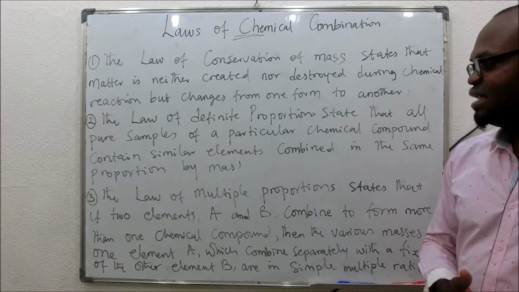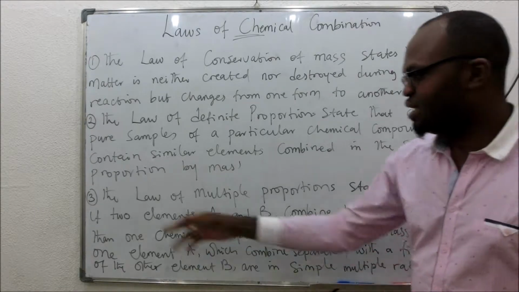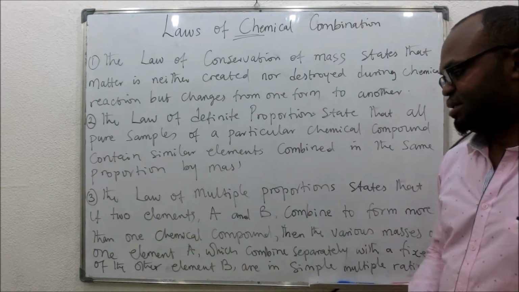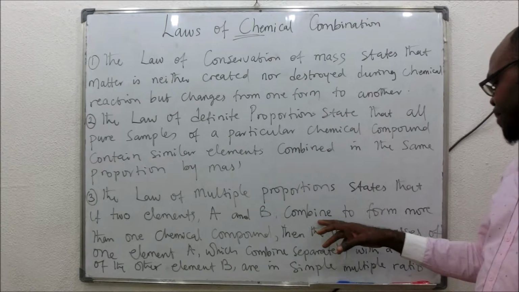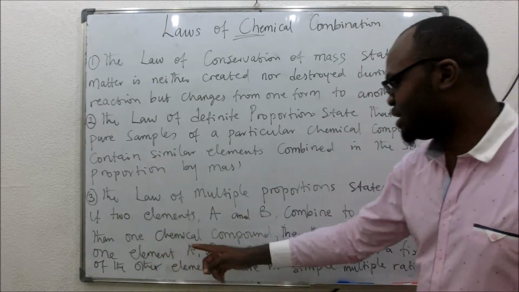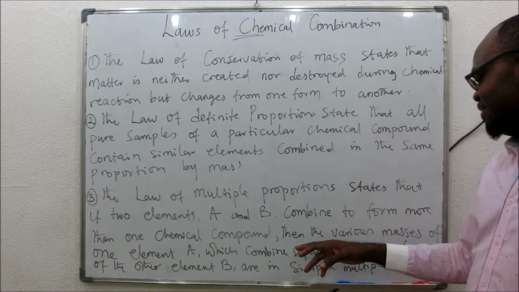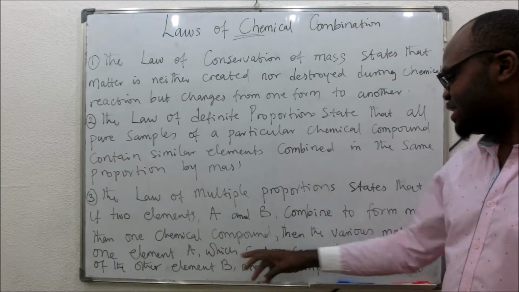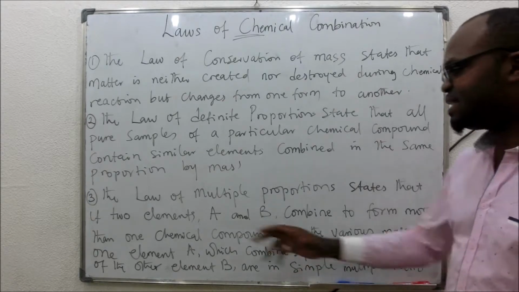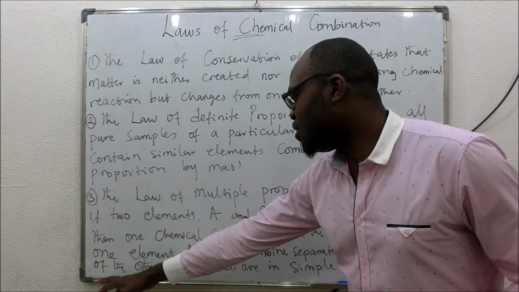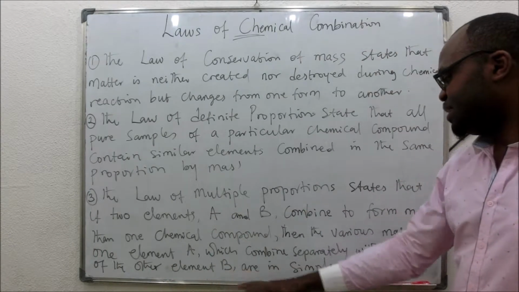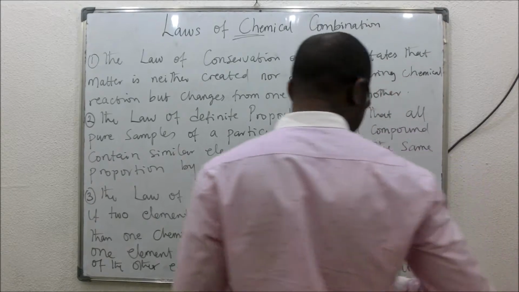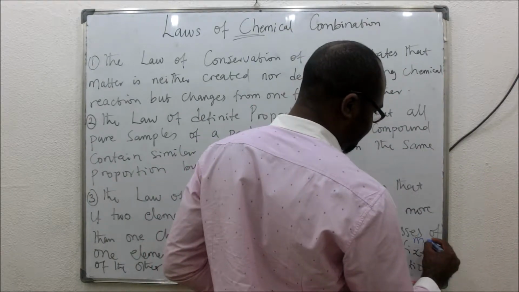Now, we look at the law of multiple proportion. The law of multiple proportion states that if two elements, A and B, combine to form more than one chemical compound, then the various masses of one element, A, which combine separately with the fixed mass of the other element, B, are in simple multiple ratio. This is fixed mass, please. There is mass here, I missed out on it.